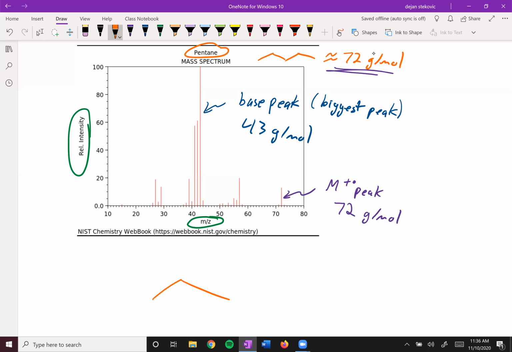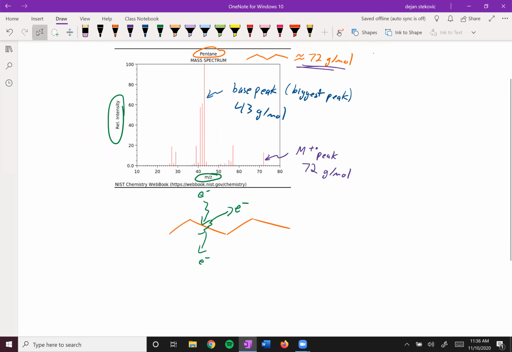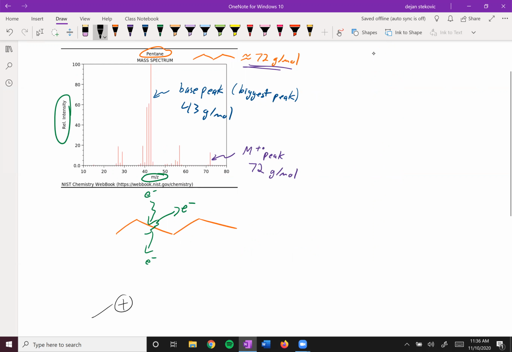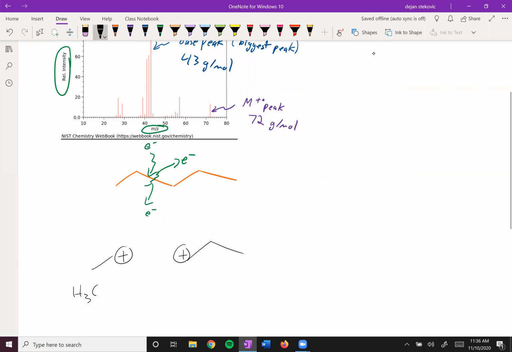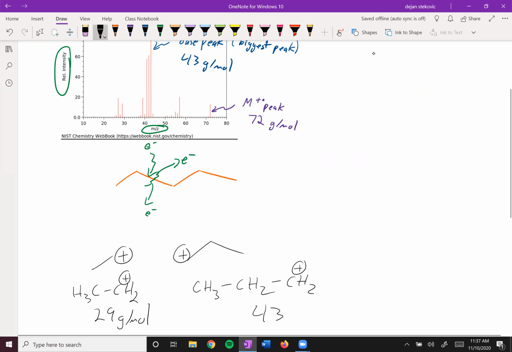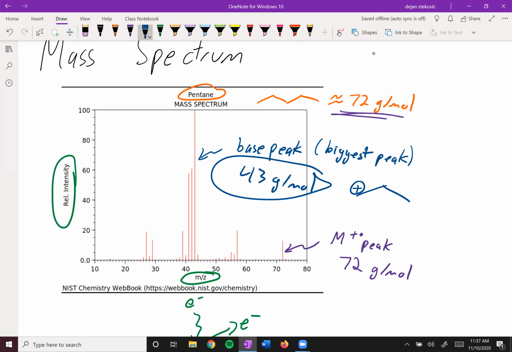If we have our molecule of pentane, we're going to have a high energy electron come in over here. It's going to shoot out an electron as well. And then we're going to cleave this bond right here. If you think about cleaving this bond, what you'd be left with is an ethyl cation here, and then a propyl cation here. This is H3C CH2, and this weighs 29 grams per mole. And then this other propyl radical or propyl cation is a CH3 CH2 CH2, and this weighs 43 grams per mole. You can see that this base peak is actually this propyl cation.